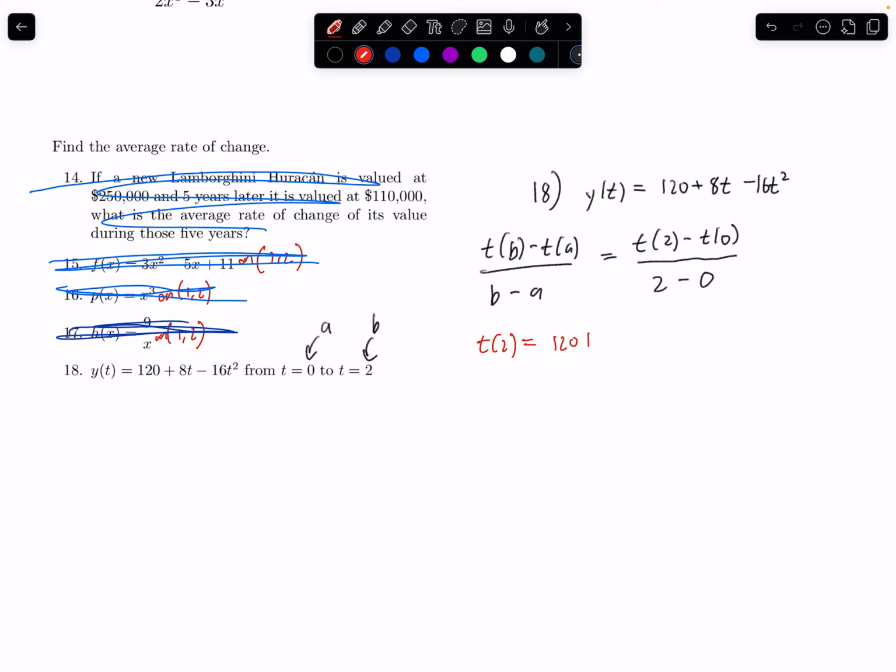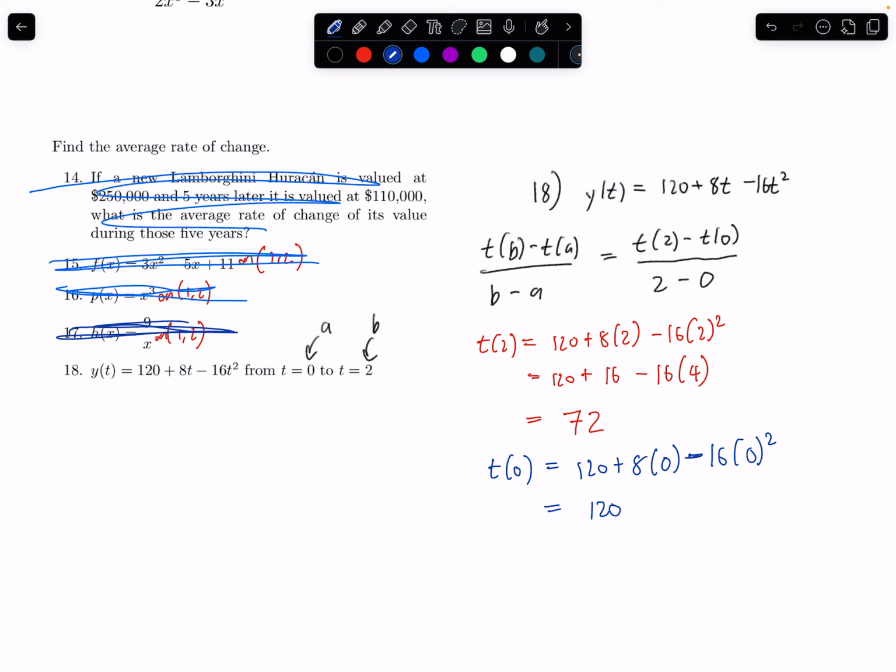T of 2 first. 120 plus 8 times 2 minus 16 times 2 squared is 120 plus 16 minus 16 times 4. I'm just going to plug it into my calculator, plug and chug, and that's 72. That's t of 2. What about t of 0? Easy. 120 plus 8 times 0 minus 16 times 0 squared, and you're just left with 120. So you started off at 120 height and dropping down. This looks like the formula of something dropping.